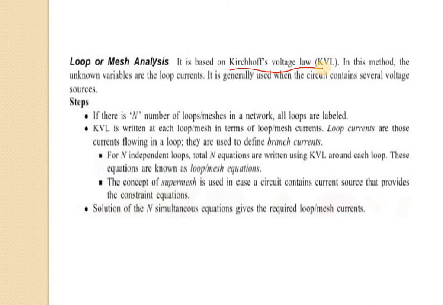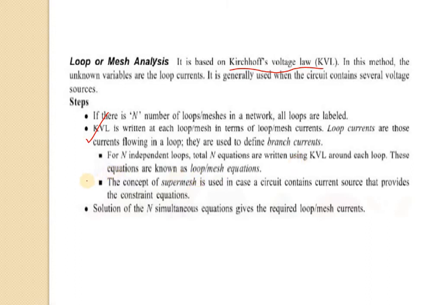If there are n number of loops or meshes in a network, all loops are labeled. KVL is written at each loop or mesh in terms of loop or mesh currents. Loop currents are the currents flowing in a loop. They are used to define branch currents. Now, for n independent loops, a total of n equations are written using KVL around each loop.